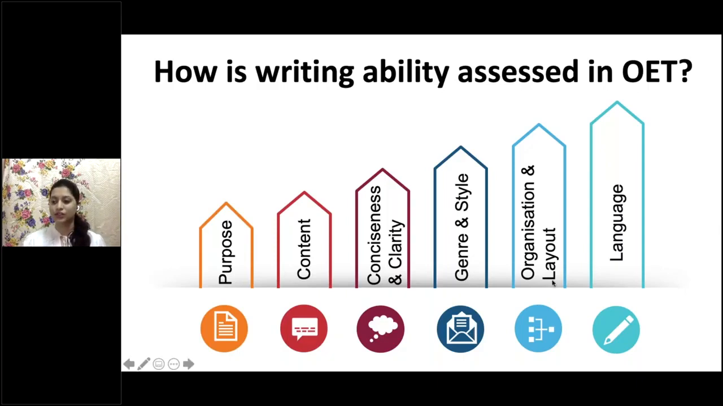Next one is organization and layout: whether the letter is structured in a way that makes retrieval of information easy. This is a point that I will be expanding on in the next few slides. And language: whether the grammar, vocabulary, spelling, and punctuation are accurate, and whether it communicates the necessary information to the reader. So these are the criteria. Just keep them in mind. It's not something that you need to learn by heart. It's just that, when you're writing a letter, if you keep these criteria in mind, you will always get it right.